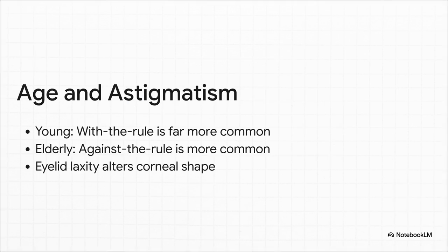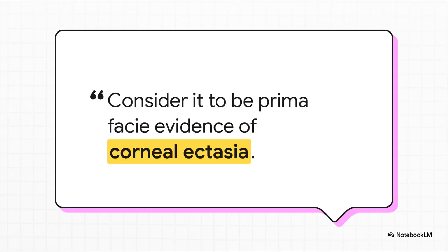And this brilliant biological progression is a classic OKAP pearl. As patients age from their youth into their elderly years, they undergo structural changes. They naturally develop eyelid laxity. That vertical pressure is released and the corneal shape relaxes and shifts. Because of this, with the rule is far more common in the young, but against the rule becomes the dominant pattern in the elderly. But what if you see the exact opposite? What if you see an elderly person with the rule, or far more dangerously, a young person with against the rule? I want you to memorize this quote.